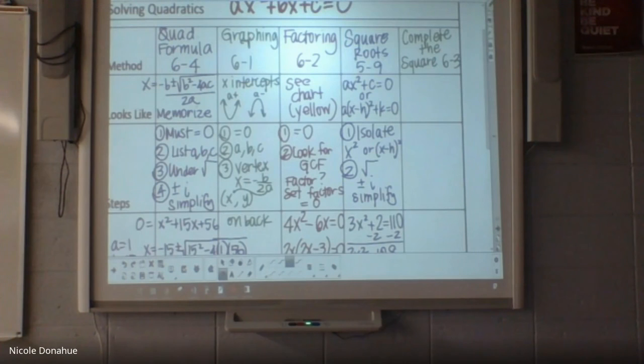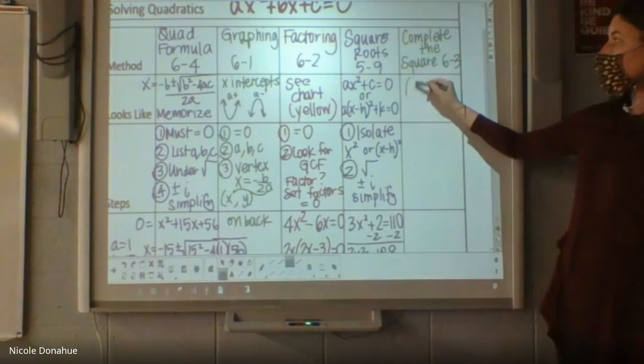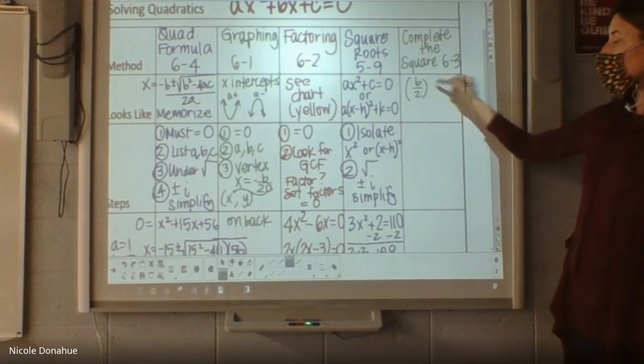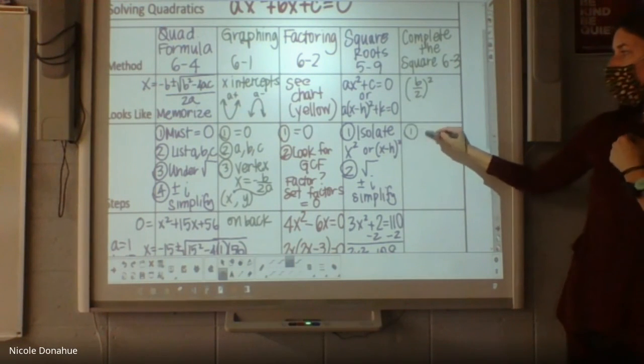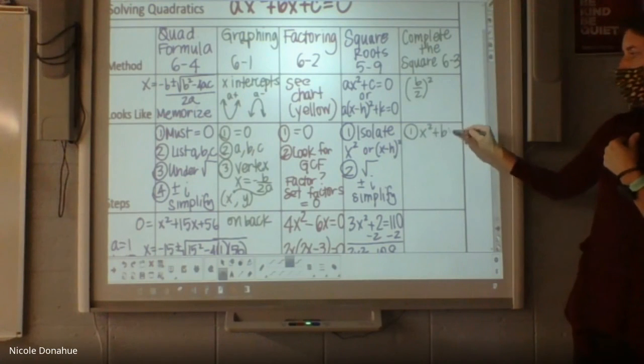Again, I'll tell you that you need to use this method. This is the one where the formula is slightly different. It's b divided by 2 squared. So these last two columns, you don't need it to equal 0. This is one of the ones where you want to isolate x squared plus bx all alone.